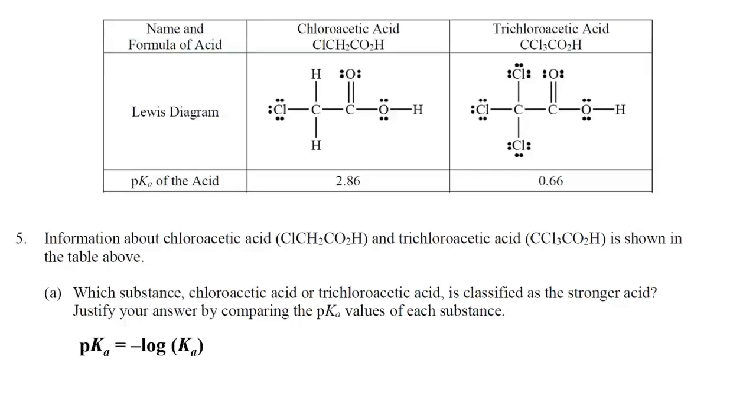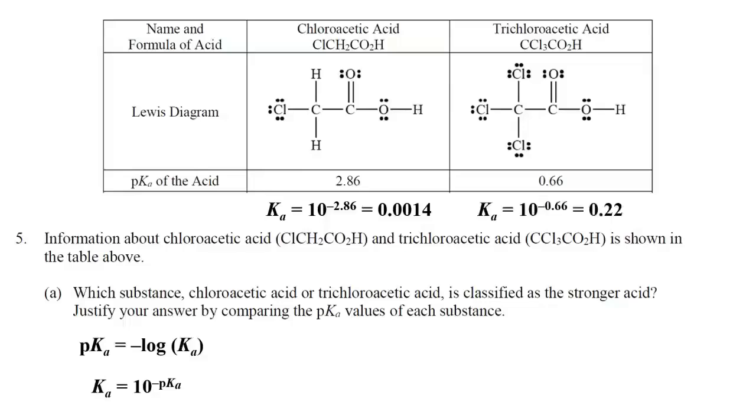Now you know that when you take the negative log of the Ka value, you get what we call the pKa. So the opposite of the negative log is 10 to the minus something. So the Ka value is equal to 10 to the minus pKa. So on your calculator, if you do 10 to the minus 2.86, this is what you get. You get 0.0014. So that is the Ka for chloroacetic acid. And then you do the same process to figure out the Ka for trichloroacetic acid.